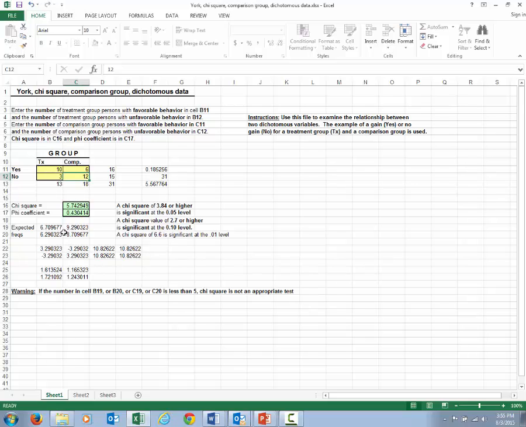Here are expected frequencies. In our particular case, none of these has a value lower than 5, so our data is okay. It is okay for us to use the chi-square statistic. So our data showed that the treatment group was better than the comparison group, and it was statistically significant. So the hypothesis is supported.